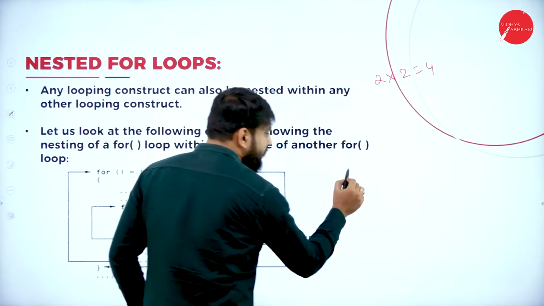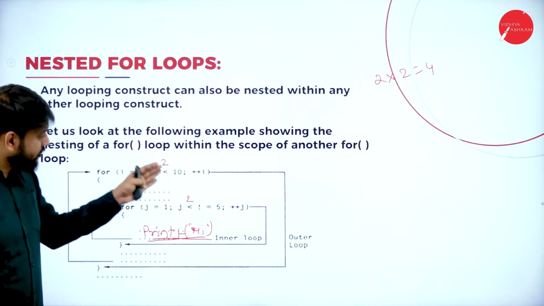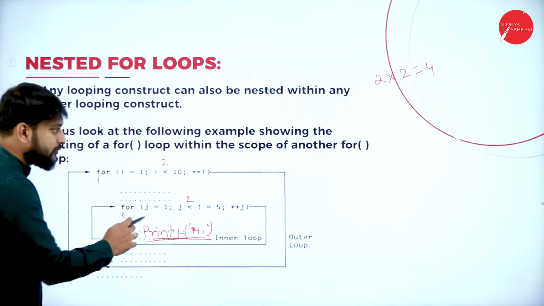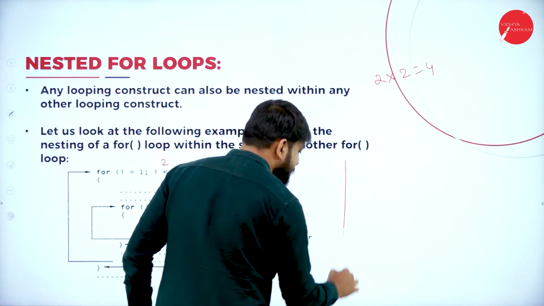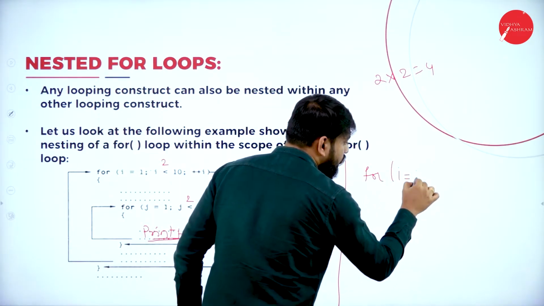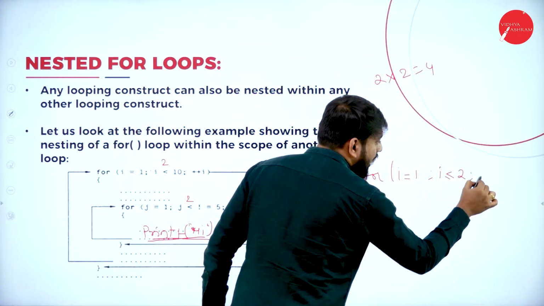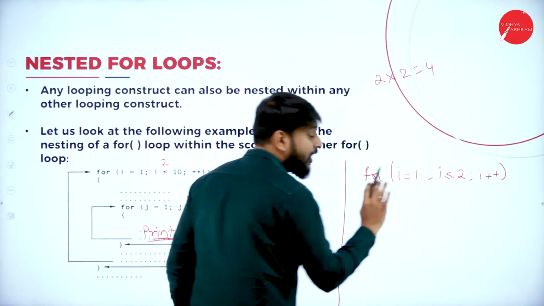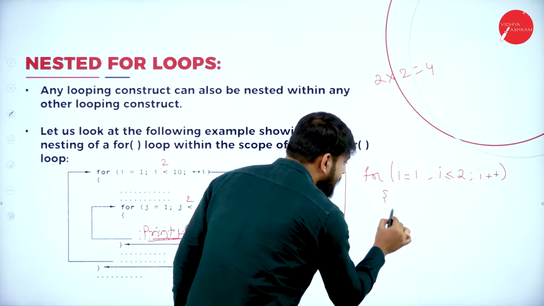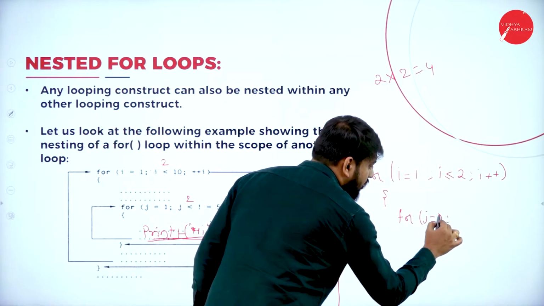So I am in the first iteration. In the first for loop, the condition is checked and it goes inside. Let me write an example for you. For i equal to 1, i less than or equal to 2, i plus plus. This is my outer loop. Inside, again I take j equal to 1.